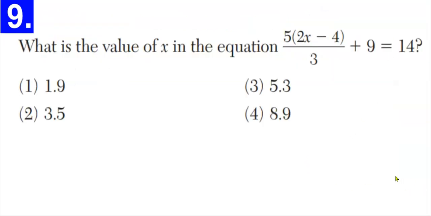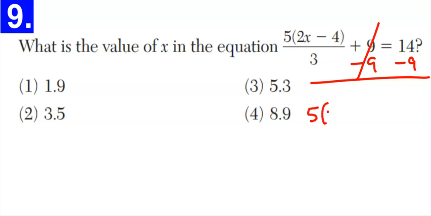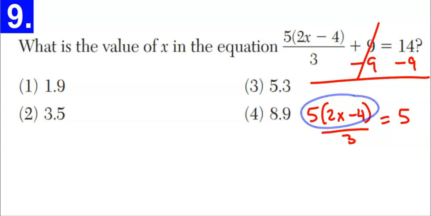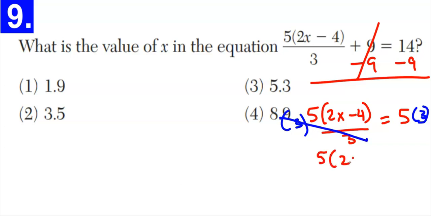Question number 9 asks you to find the value of x. So we're going to solve this equation by first subtracting 9 from both sides, leaving me with this large term over here on the left and a 5 on the right. Now you can't do any math with the numerator until you have cleared the denominator. So I'm going to multiply both sides by 3, giving me 5 times the quantity 2x minus 4 equals 15.